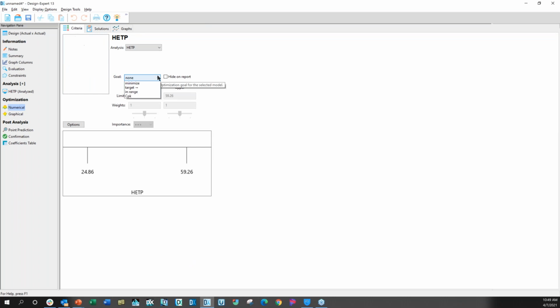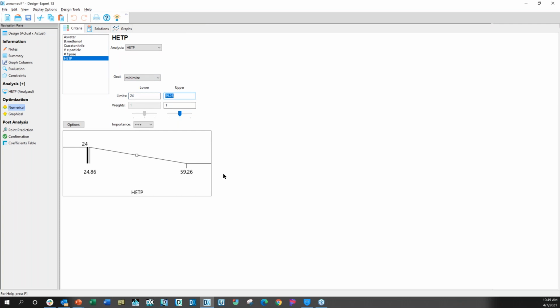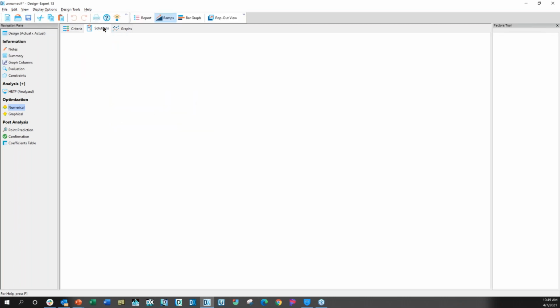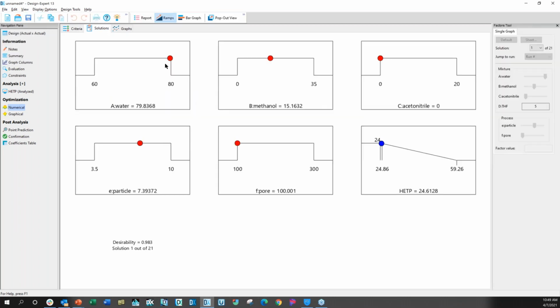Remember, we wanted to minimize this. Just put in a number a little bit smaller than what we got. Otherwise, I'll get a desirability of 1. I only know that because I already ran it before, in preparation for this talk. We can look for solutions, and we find the level of water we want to use, methanol, acetonitrile, particle size, pore size.